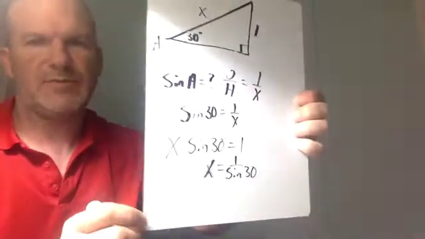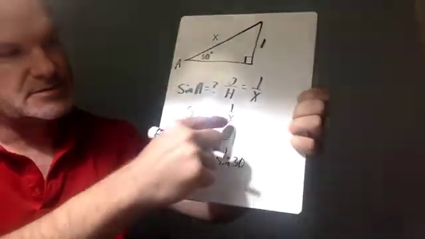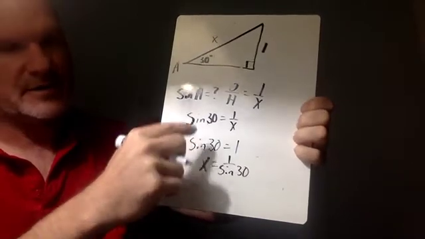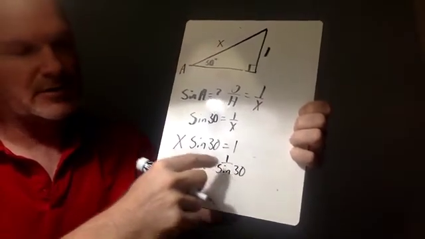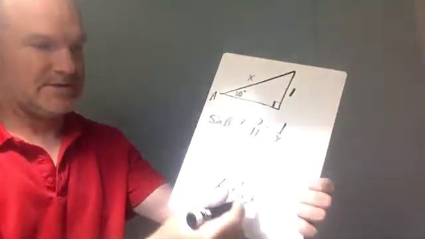So just like the example I showed you, the x and the sine 30 switched places. X was in the denominator, sine 30 was over here. Now sine 30 is in the denominator, x is over here. That's how you solve for x. This is what x equals.